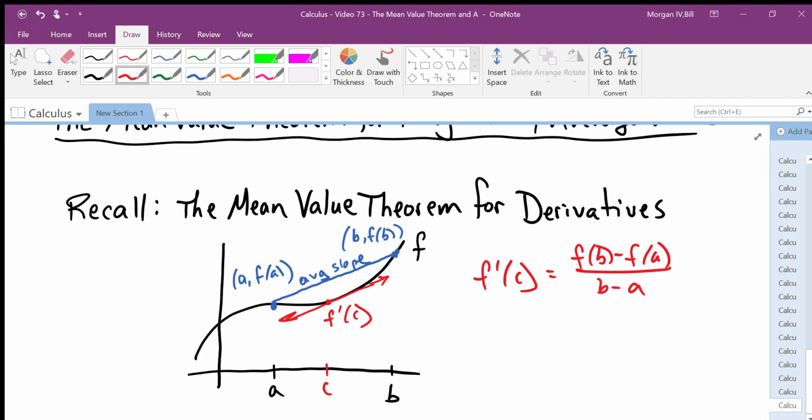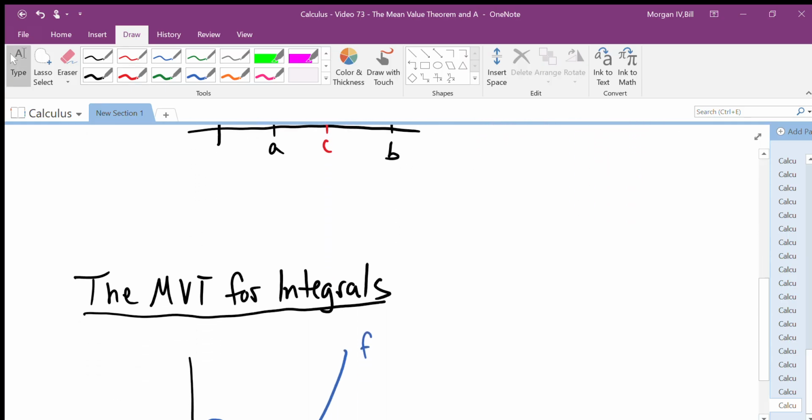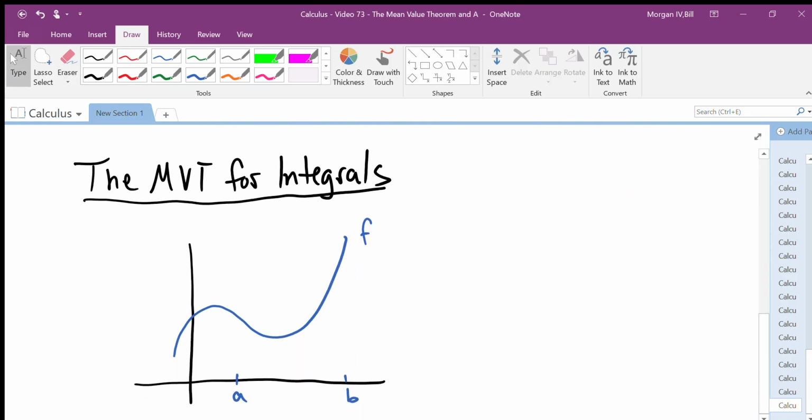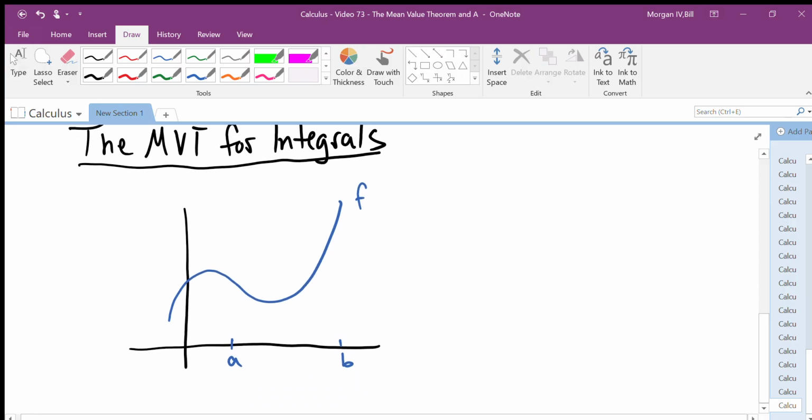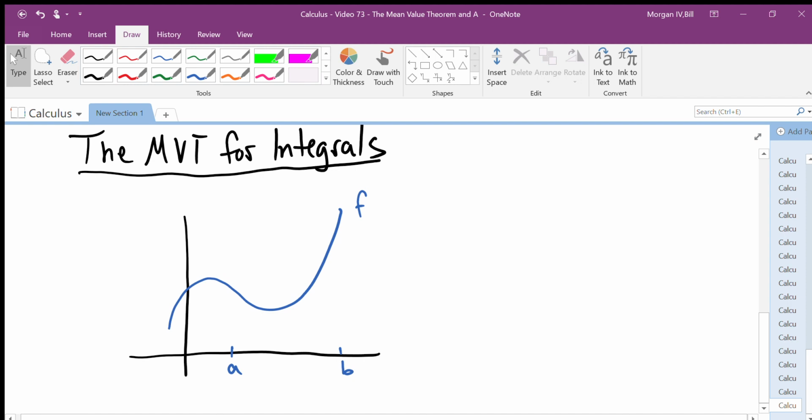What we want to do is the mean value theorem for integrals. Same kind of similar idea, but now not with slope as for derivatives; with integrals, we're going to look at the area under the curve. So the mean value theorem, or MVT, for integrals: we're going to have some sort of function. I've drawn a function f on an interval a to b. And since we're talking about integrals now, we're talking about the area under the curve. So the area under the curve from a to b looks like this, some sort of area under the curve like that.